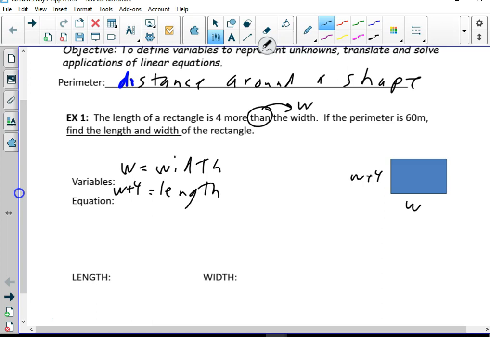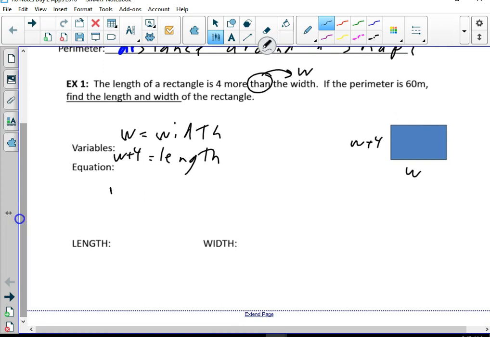Now, we know the perimeter equals 60. Here's where a lot of people will make a mistake. They'll do this. Oh, W plus 4 equals 60. Is that right? Is W plus 4 equal to 60? No, why not? Look at the picture. It's only 2 sides, and it's 4 sides. Very good. So, don't I also need this part and this part?